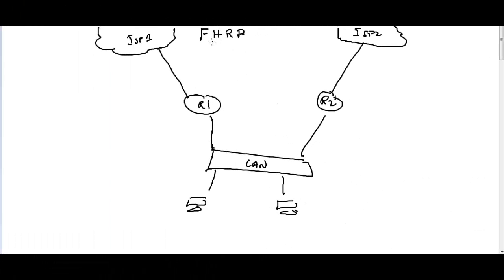So today we are here to discuss first hop redundancy protocol, FHRP. What it is actually, and why do we need it? Now if you see companies, they have a big LAN and then they may have multiple ISPs to communicate to the remote networks. Here is a typical example I have taken, where we have a LAN here.